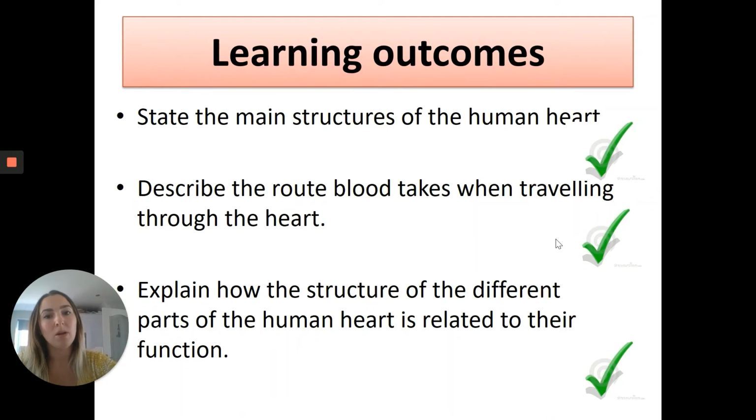Okay, so learning outcomes, we've managed to achieve them. We know what the structures are. We can describe the route the blood takes through the heart, and then we can explain how the different parts of the body and the lungs is related, the deoxygenated and oxygenated blood, to the function of the heart.